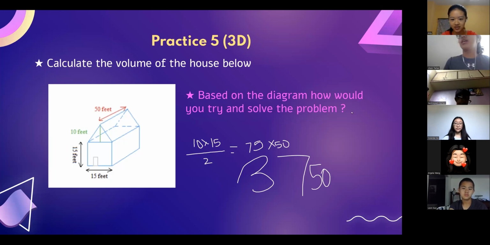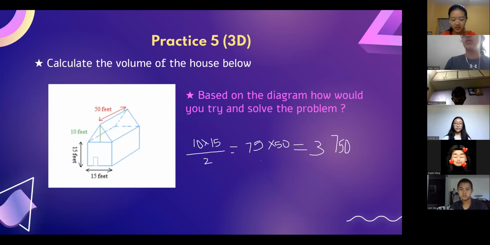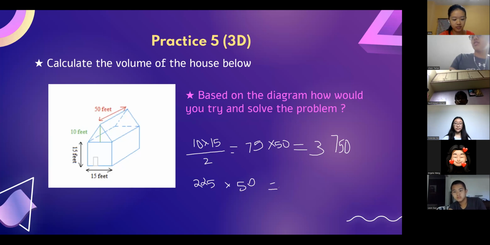Sorry, let me write that. So now what would the area of the rectangular prism's square base be? Good job. It is 225. So now we do 225, which is just 15 times 15, multiplied by the height, which is 50. So 50 times 225 is equal to 11250.